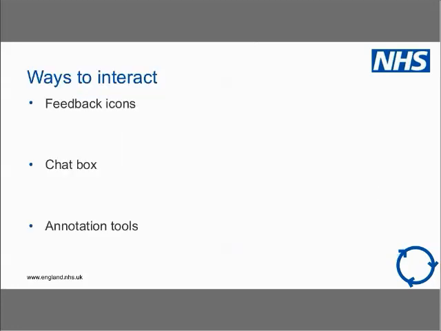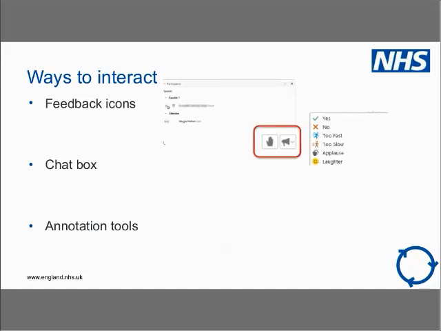So, we're going to quickly recap on the ways to interact. I know this is old hat for a lot of you so far, but there might be some newbies on this call, so let's just quickly go through this again. So, different ways to interact. First of all, you've got the feedback icons. Over there on the right-hand side of your screen, in the participants panel, you have little icons that look like a little hand and a megaphone. If you click on the megaphone, you get a little list of options, and you can say yes, no, too fast, too slow, applause, or laughter.